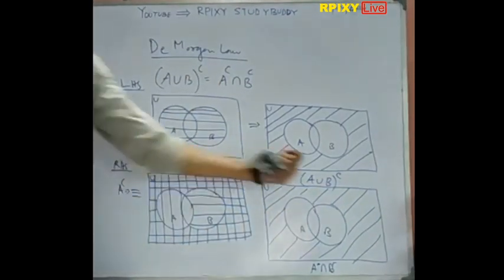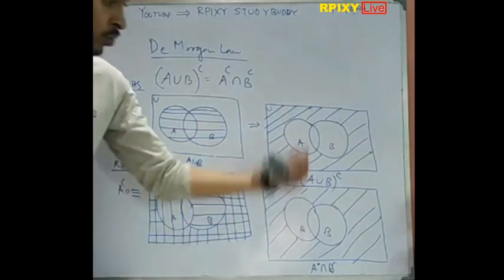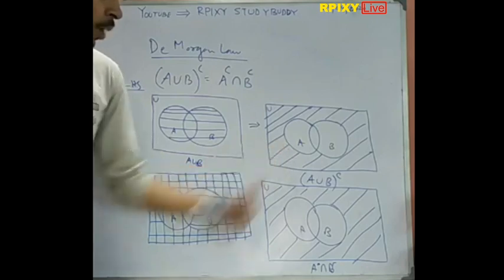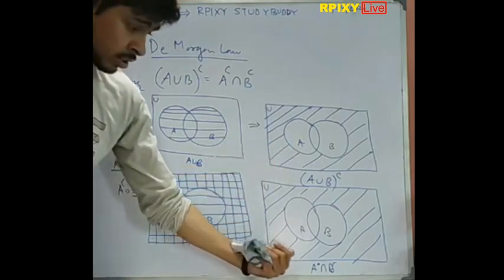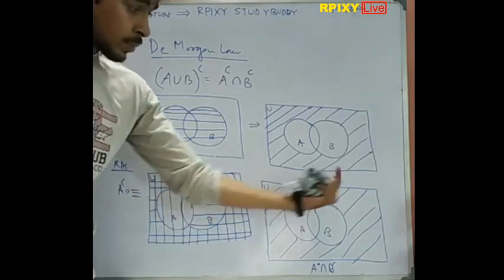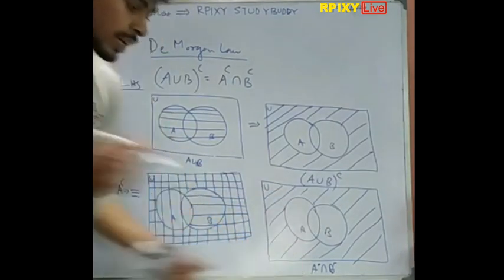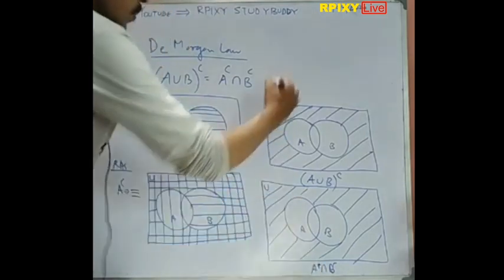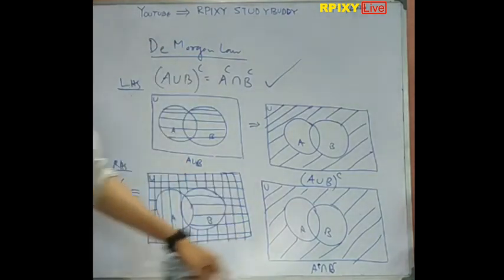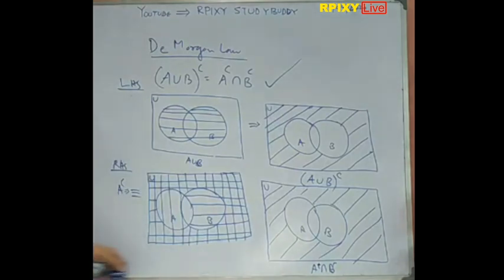So see these two diagrams. The shaded region in the first part is equal to the shaded region in the second part. That means (A union B) complement is equal to A complement intersection B complement. So using the Venn diagram, you can prove the laws. So this is the proof of De Morgan's law.